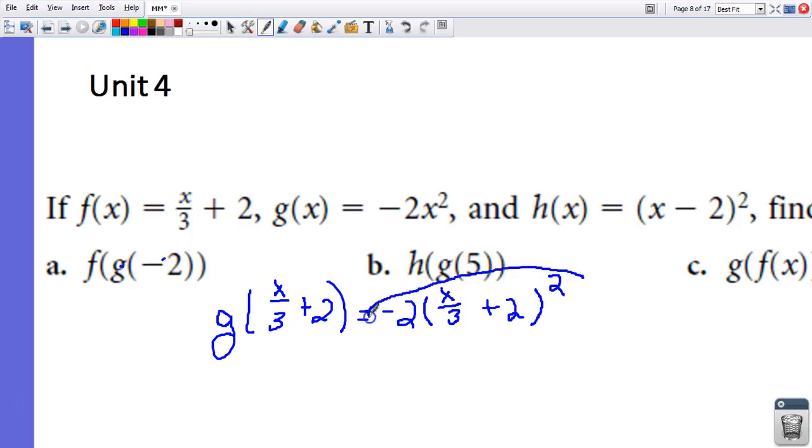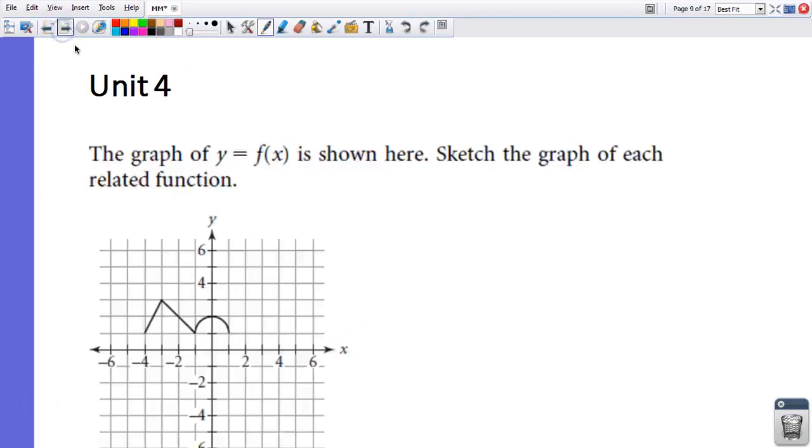So g of f of x is negative 2 times the quantity of x over 3 plus 2 squared. Okay, so it's just going to be a parabola that is stretched horizontally, stretched vertically, reflected across the x-axis, and to the left too, right? So we can also practice those transformations.